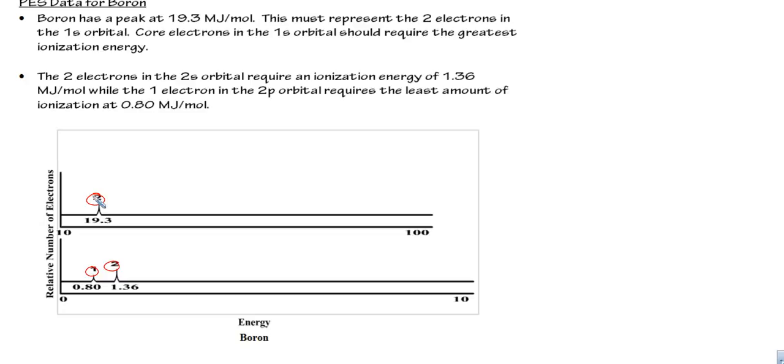Okay, so I know it's boron. There are 5 electrons listed. Boron's electron configuration is 1s2, 2s2, 2p1. So things that they'll ask me, what element is this? They might ask me to label the electrons. Well, I always know that the core electrons are going to take the most energy to remove. So this is my core. These are my valence.